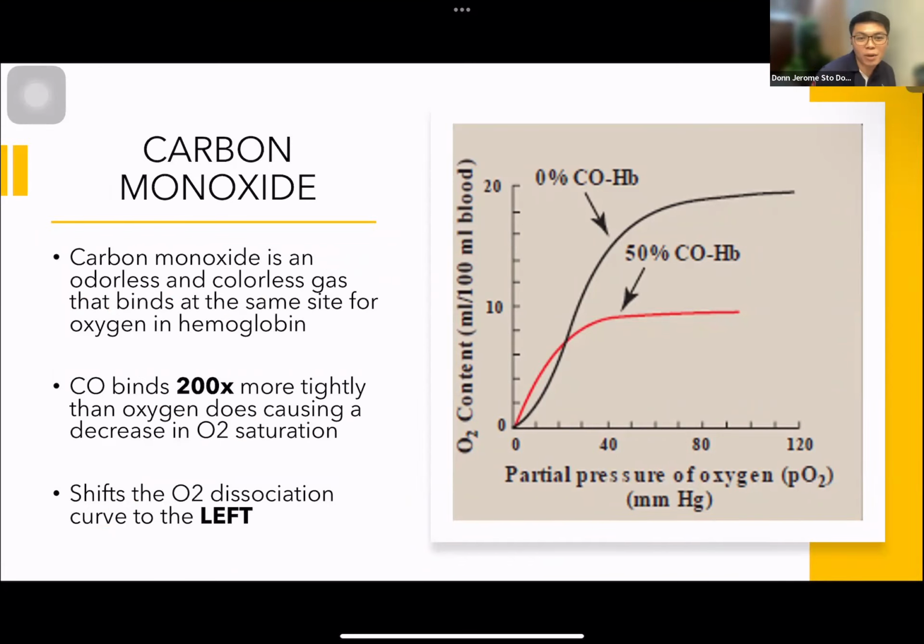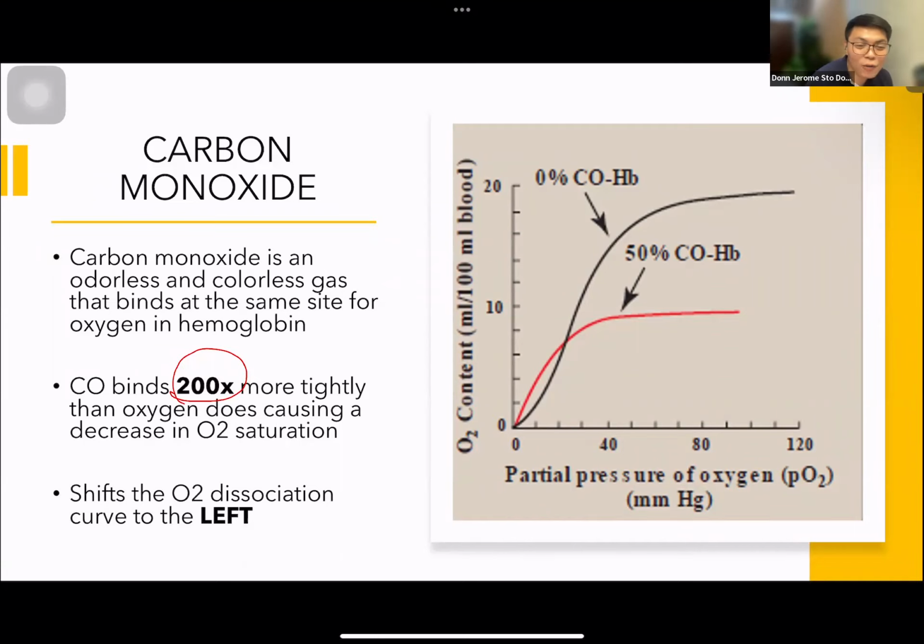Rationalization. Next, carbon monoxide. Carbon monoxide is an odorless, colorless gas that has a very high affinity to hemoglobin. In fact, it binds 200 times more than oxygen to your hemoglobin.